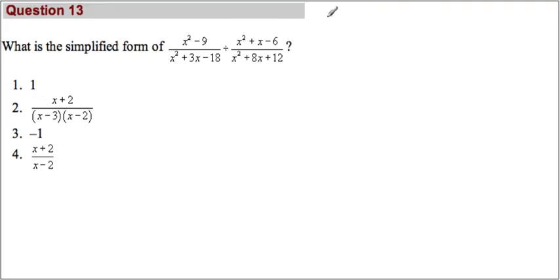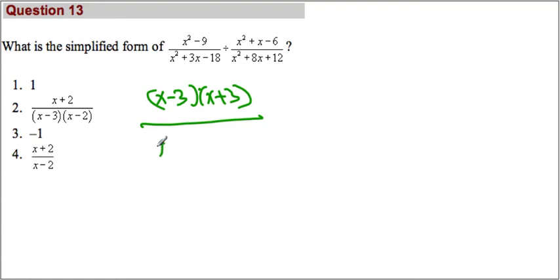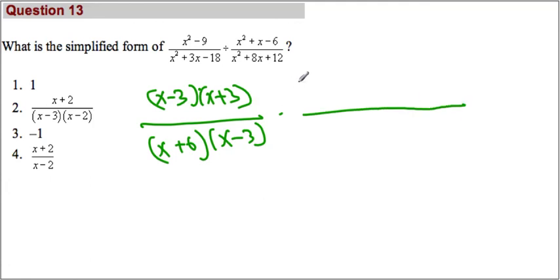Number 13. Let's look at it. So here we have x minus 3, x plus 3. That would be the factor of the x squared minus 9. On the bottom we have x plus 6 and x minus 3. This one got us the multiplication to be negative 18, but add up to be 3x. And we're gonna make this one into multiplication by flipping it. Then we end up getting x plus 6 and x plus 2.